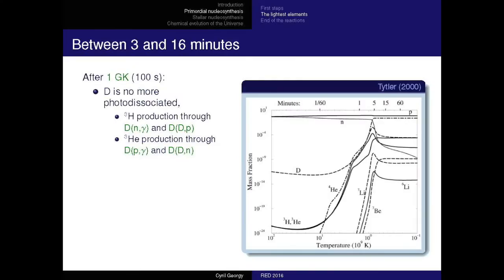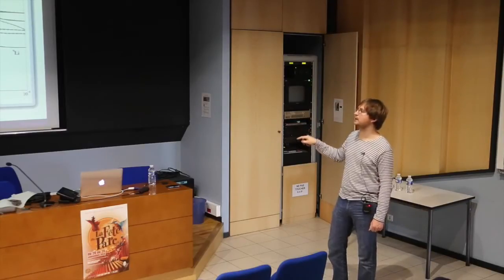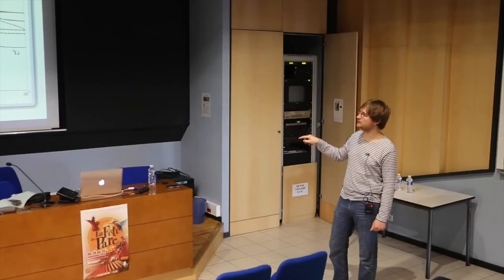And at 1 gigakelvin, the deuterium is no more broken, as I mentioned previously. So from that, you can build things on top of your deuterium. As you will have this deuterium reservoir, you will be able to produce other elements through these 2 channels. For example, you can produce tritium by accreting an additional neutron on your deuterium, or you can produce helium-3 by making 2 deuterium interact and emitting a proton, and helium-3 is produced through this channel here.